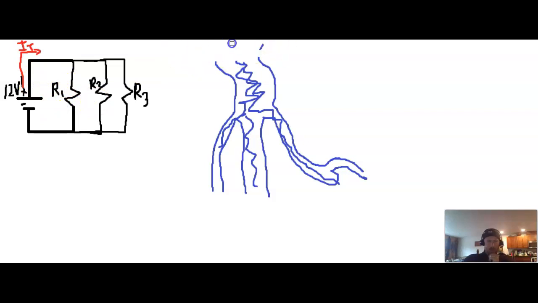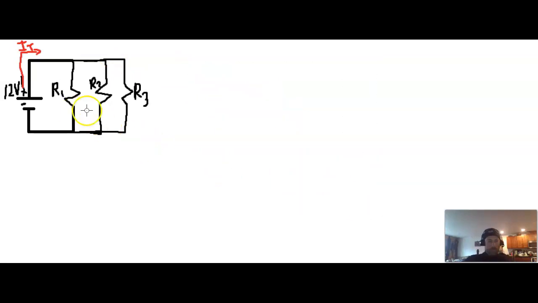So here, let's look at our parallel circuit, and I'm going to erase my river because it's taking up too much space. Let's get rid of that river. So here comes our total current, and our current is going to split up into each of these three streams. You can think about it. And I'm going to just make up some numbers here.